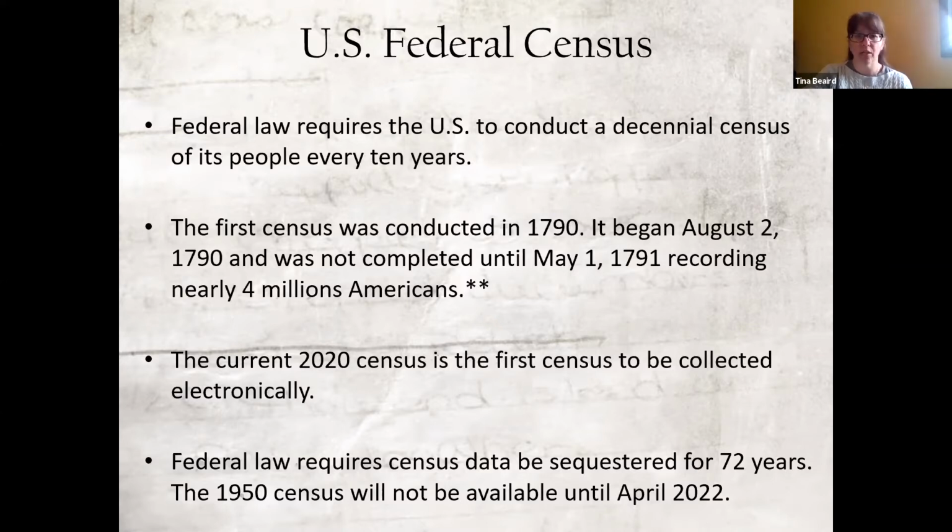Because of the nature of the United States at that time, it started in August of 1790, but it really didn't complete until May of 1791. At the time that that information was provided back to Congress, there were 4 million Americans who were listed on the 1790 census. And I have a couple of asterisks there, and I'll come back to why I have those asterisks there when I talk about some of the oddities of conducting the US Census.